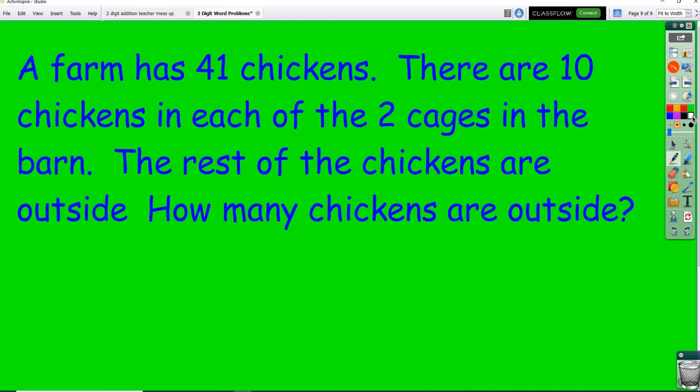You can read along. A farm has 41 chickens. There are 10 chickens in each of the 2 cages in the barn. So there's 2 cages in the barn, and both the cages have 10 in them. The rest of the chickens are outside. How many chickens are outside? Go ahead and pause it, think about it, see if you can come up with an answer, and then come back and we'll see how you did, okay?